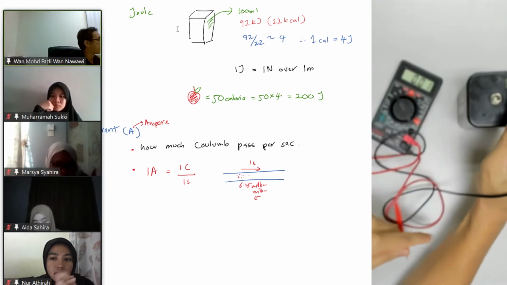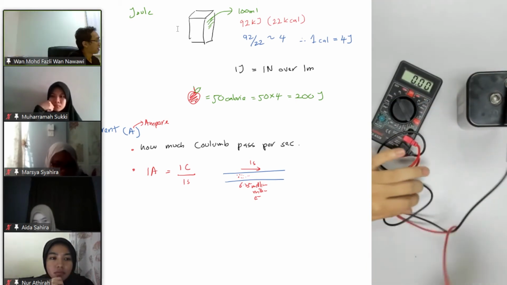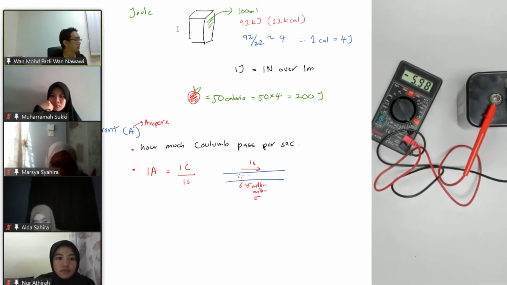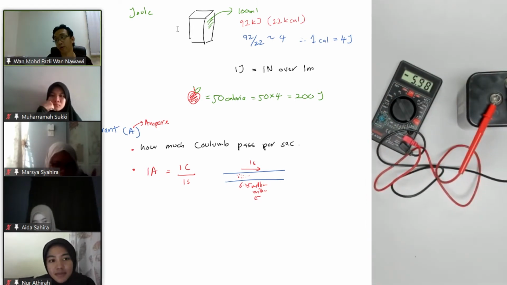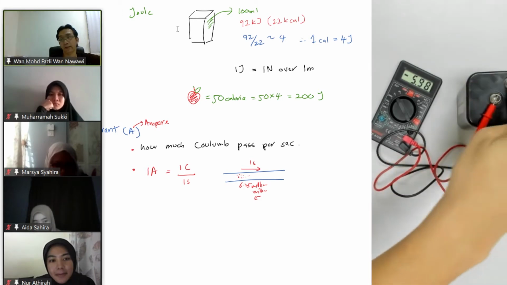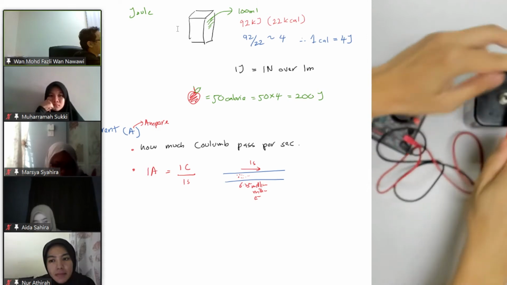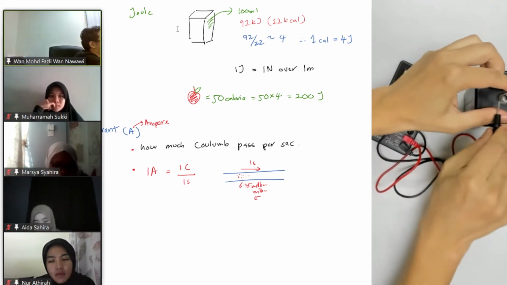So if I go there and I go there, then you get this. So that is basically 6. So you get negative there because the polarity is different. Because if I put the red here, then you get 6. If I put red here, then you get 6.